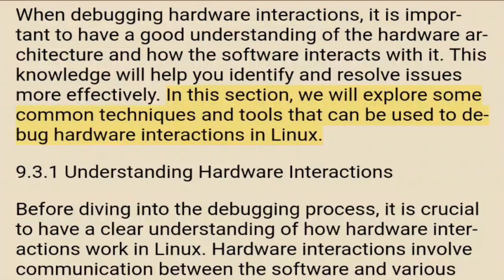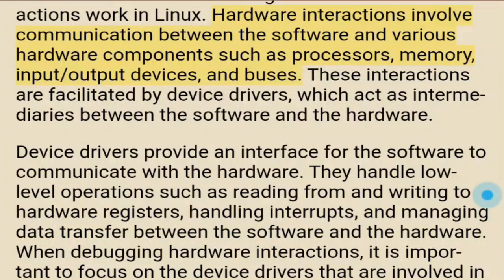In this section, we will explore some common techniques and tools that can be used to debug hardware interactions in Linux. 9.3.1 Understanding hardware interactions. Before diving into the debugging process, it is crucial to have a clear understanding of how hardware interactions work in Linux. Hardware interactions involve communication between the software and various hardware components such as processors, memory, input-output devices, and buses. These interactions are facilitated by device drivers, which act as intermediaries between the software and the hardware. Device drivers provide an interface for the software to communicate with the hardware.